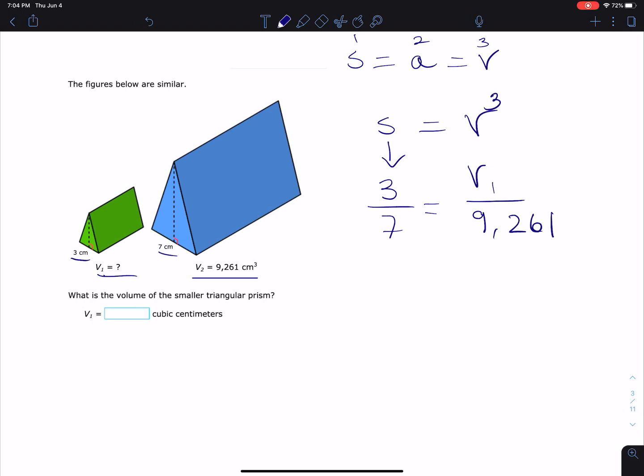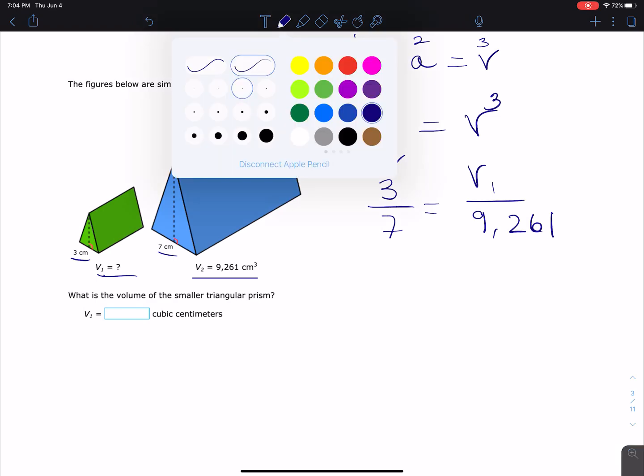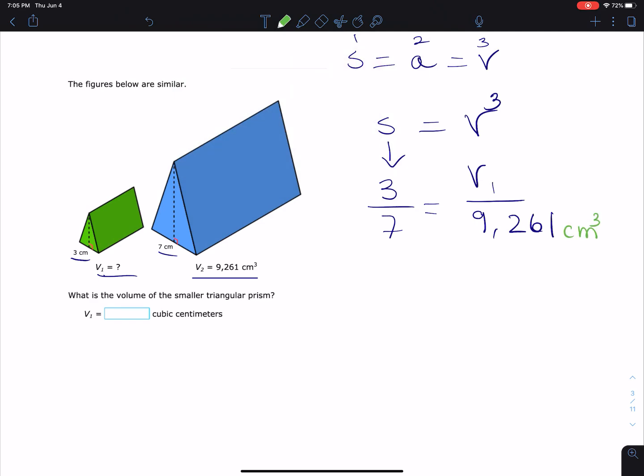Okay, now this is where it's important. Volume is cubed, side length is not. So I cannot just cross multiply yet because volume is centimeters cubed, and side length is centimeters. So for me to cross multiply properly, the first thing I need to do is cube side length to make it cubic, so it's in the same units of measurement. So 3 cubed is 3 times 3 times 3, that's 27. And then 7 cubed is 343, and of course, that's centimeters cubed on both ends.